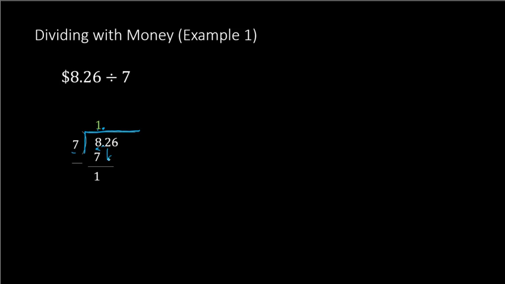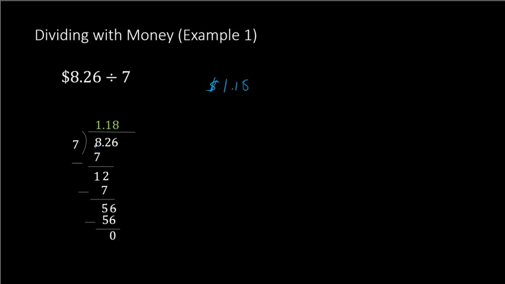So then we keep the process going, bring down the 2. Now we do 12 divided by 7. That gives you 1 with the remainder. So put a 1 up here, and then multiply 1 times 7 to get 7. And then we subtract 12 minus 7 to get 5. Bring down the 6 and repeat. Now we have 56 divided by 7. That gives you 8. So 8 goes up here. Then multiply 8 times 7 to get 56. Subtract, and that gives you 0. So your final answer is $1.18.